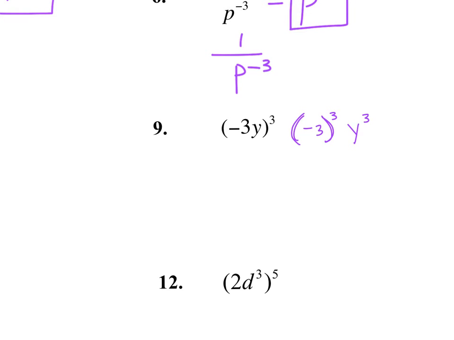So, but anyway, this would be negative 3 to the 3rd power is what? A negative 27, and then you have y to the 3rd power, and that is your answer.